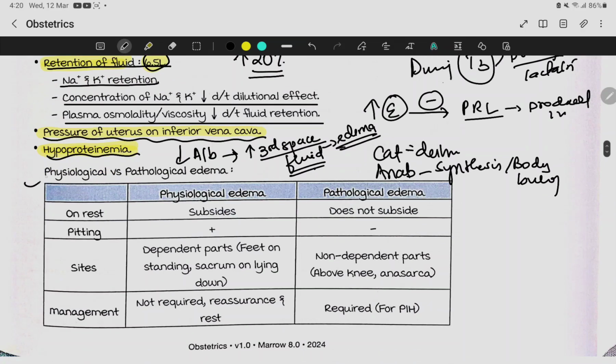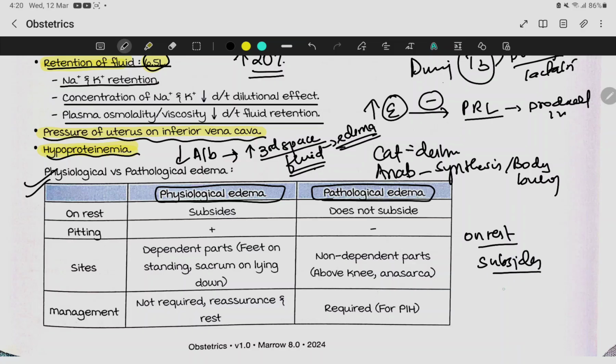Okay, so coming to how to differentiate between the edema which is physiological or pathological. This is important, viva. So for example, on rest, if the edema subsides, then it is obviously physiological. If it does not, then it's pathological. Pitting type of edema is a physiological edema. If it is non-pitting, then it is not physiological.